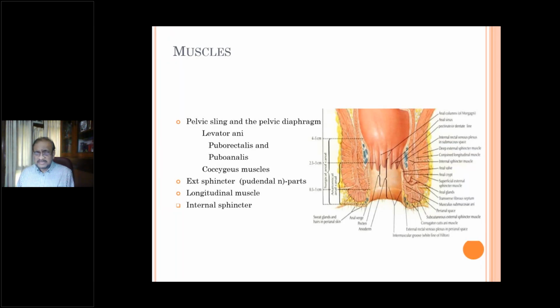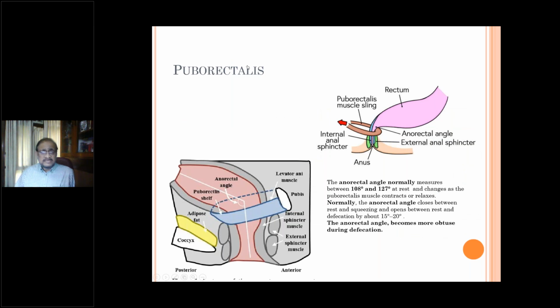Right, now what are the muscles of the surgical anal canal? Let's talk about the muscles. They've got a very important role, and we talk about 4 muscles. Number 1, the pelvic sling, which is part of the levator ani, the puborectalis part, and the puboanalis part, and the coccygeal muscle posteriorly. And we'll talk about the 3 sphincters: the external sphincter, the longitudinal sphincter, and the internal sphincter. Right?